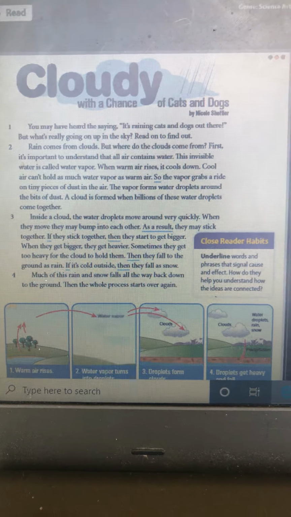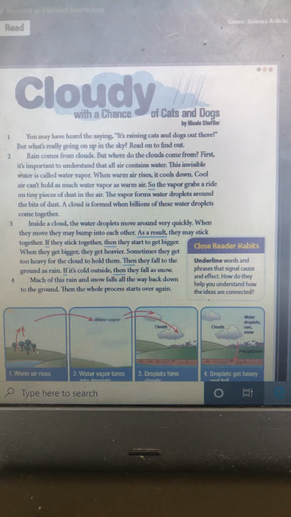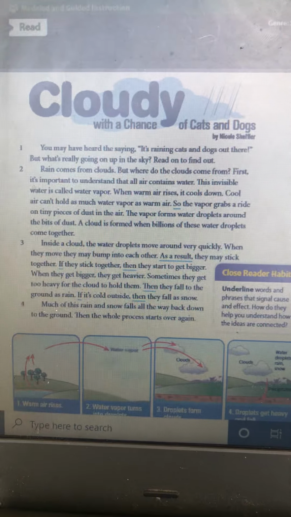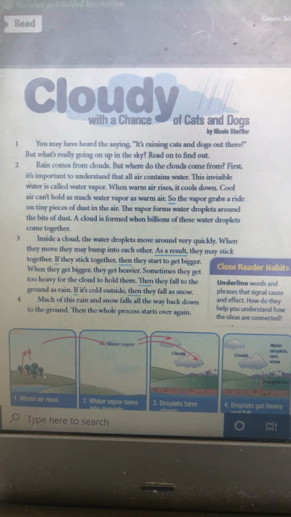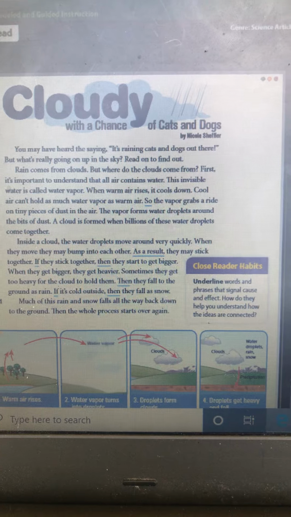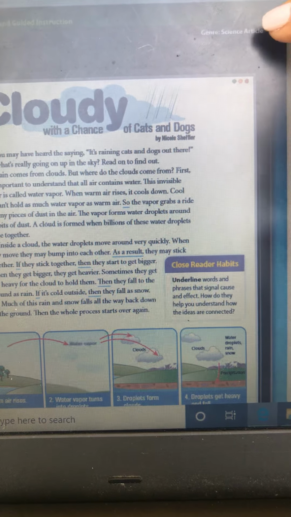So reading the Close Reader Habits, it says underline words and phrases that signal cause and effect. How do they help you understand how the ideas are connected? And this title is Cloudy with a Chance of Cats and Dogs. This is non-fiction. It's a science article as stated above right here.